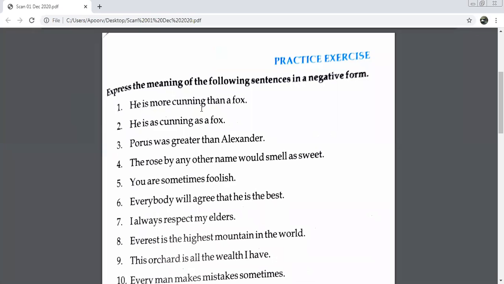No, neither is the fox more cunning. No, beta, I just told you, when both of them are equal, what did we do? Not more beautiful. So here, a fox is not more cunning than him. A fox is not more cunning than him. Okay? See now, a fox is not more cunning than him.